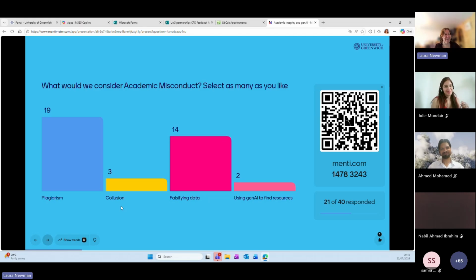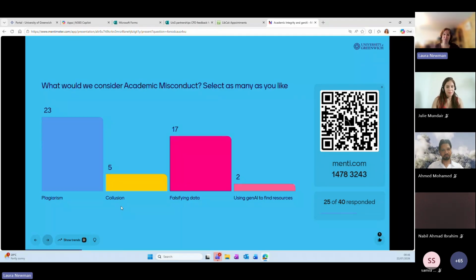Still going. So yeah, plagiarism obviously is one we all recognize, right? That's a nice easy one. So plagiarizing somebody else's work, so copying and pasting essentially and not giving any credit for where that information came from. Falsifying data is the second highest vote there. So obviously if a student is pretending that they have done some research and they haven't, or they're changing their data in some way that they've collected, that's obviously very unethical, and therefore we would also count that as academic misconduct.